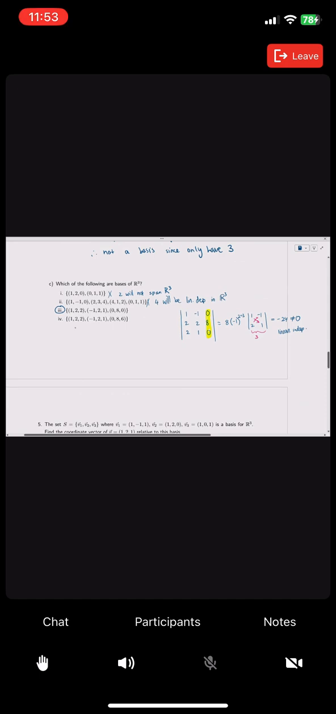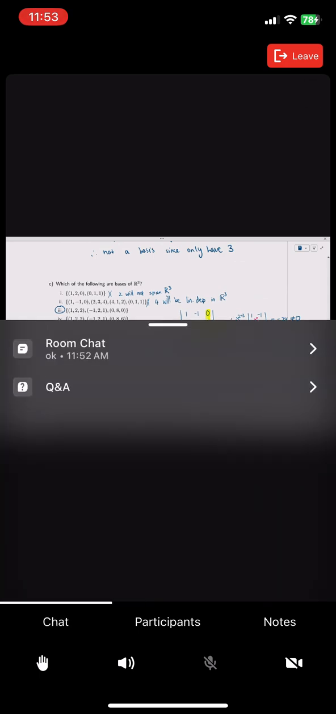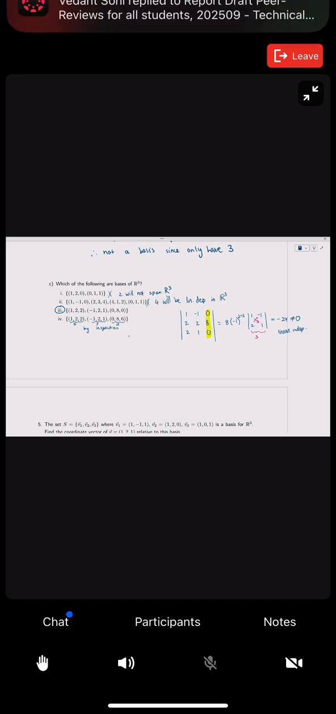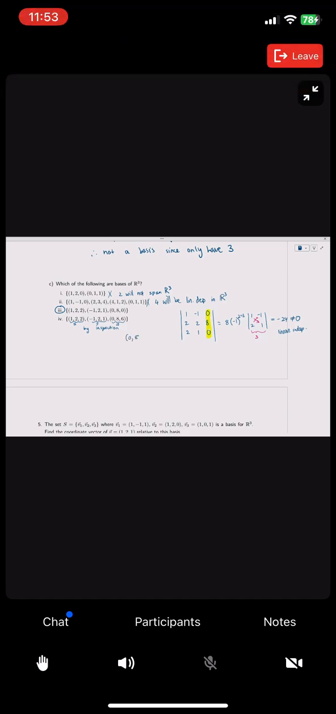Now this next one is a little more tricky. It looks like it's the same except this number is 6. If you check by inspection, think of this as vector u, this is vector v, and this is vector w. Try by inspection: can you get vector 0, 8, 6 using the other two? So maybe multiply it.